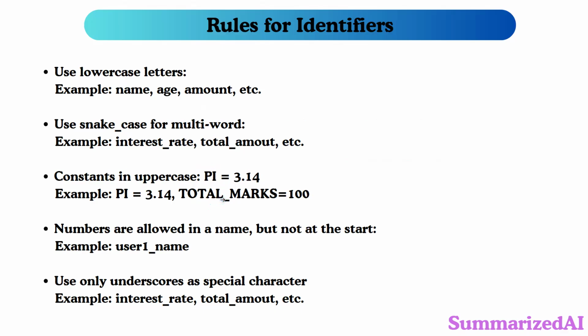Great. Now numbers are allowed in a name, there is no issue, but the number should not be at the start. It should not be at the first position. We cannot have 1user_name, but we can have user1_name, u1ser_name, or user_name1. We can have those values, but the number not at the start. Similar to that, use only underscore as a special character. Don't use at the rate, hash, or other special characters. Only underscore we should be using. Great. Now that was all about the identifier.